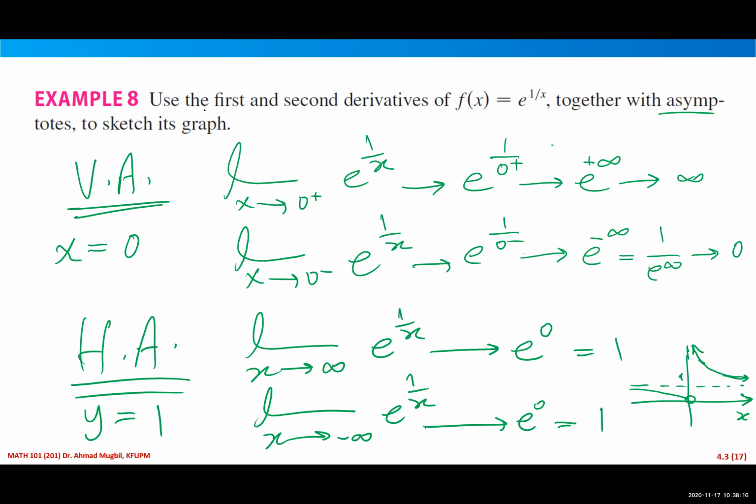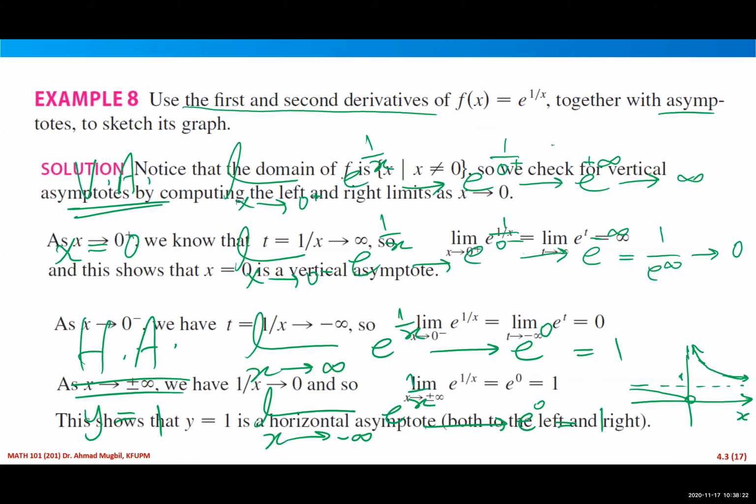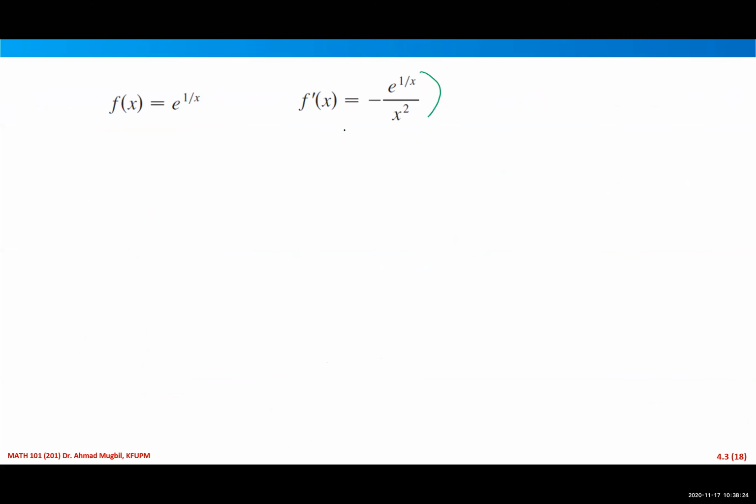Now, we need the first and the second derivative to help me make sure about this graph. So what we will do, we will find the first derivative. This is the first derivative. You know how to find the first derivative. It is the exponential, the same, multiplied by the derivative of 1 over x. The derivative of 1 over x is negative 1 over x squared.